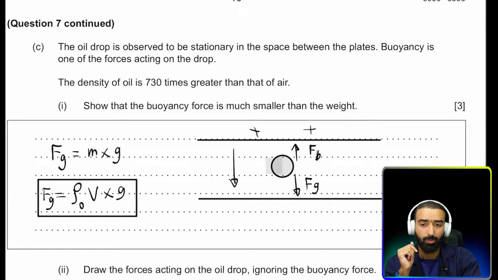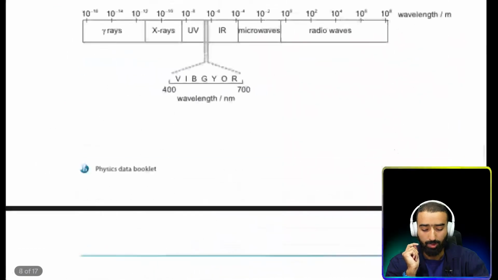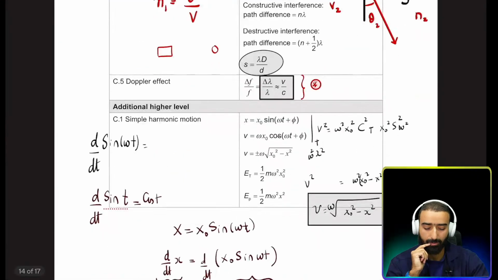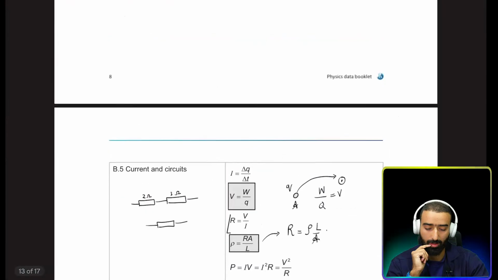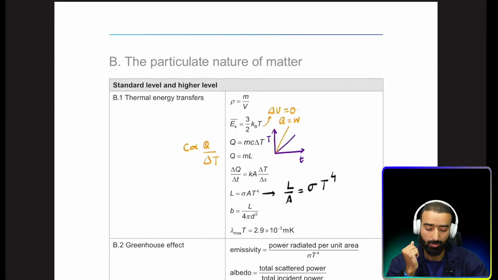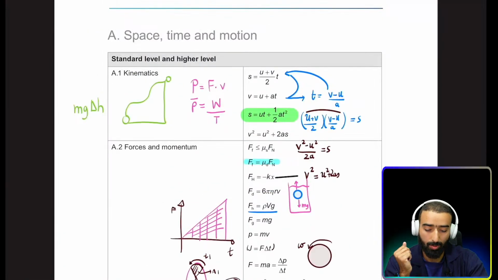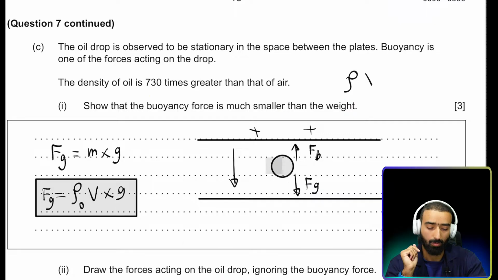How do we find the buoyant force? For that, you can look up your data booklet. Scroll to the equation. It is density times volume times g. I don't want to waste your time, trust me, you'll find it. It's the density of the fluid times volume times g. What's the fluid here? It's air, so it's the density of air. This is the buoyant force.